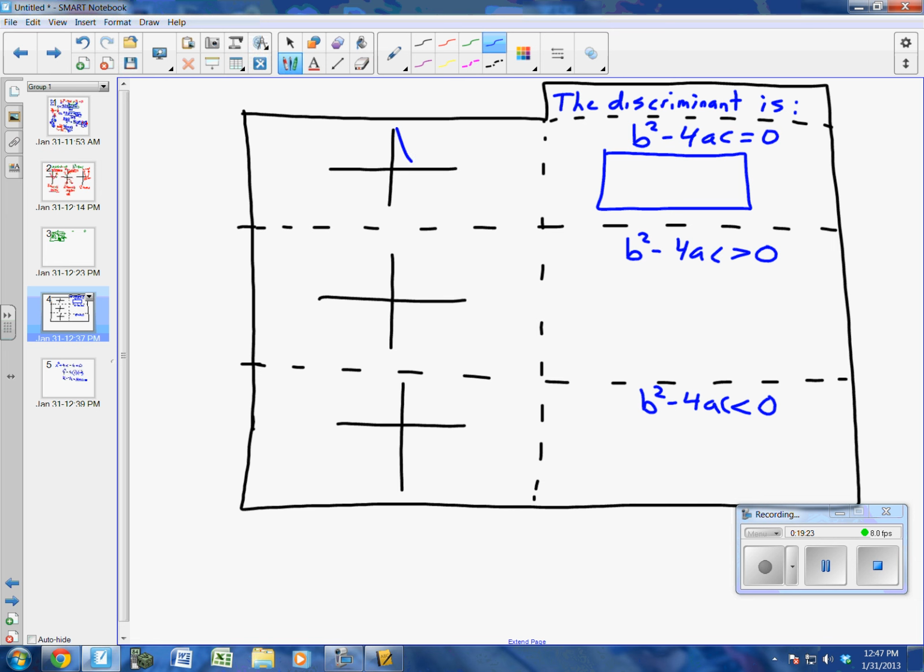It should, since the discriminant is 0, touch the x-axis in one spot, right? The vertex should be resting on there. Okay? So you're going to graph it. Draw a rough sketch of the graph over on this side. See how I did it right here? Yours will look that good when it's all done. Okay?